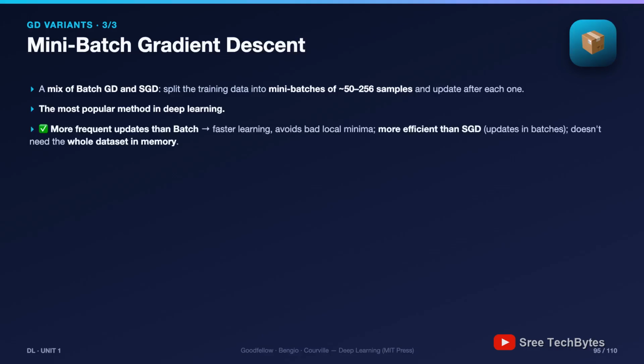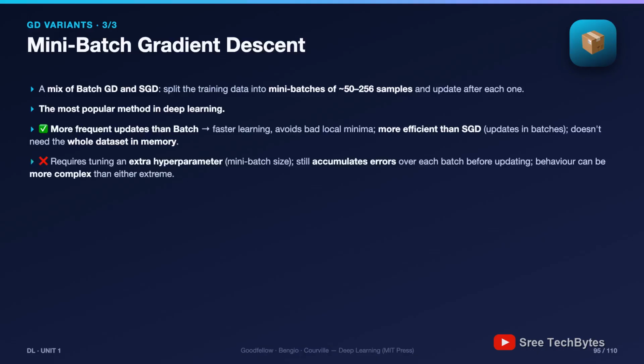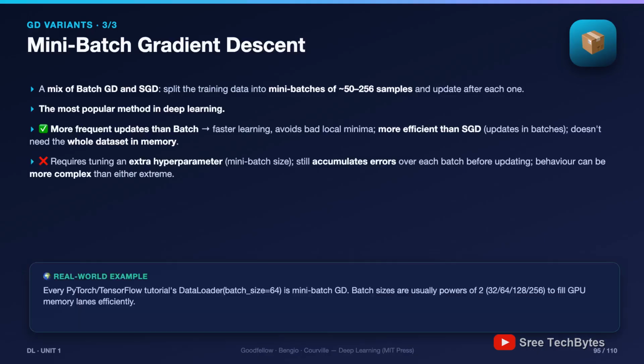And the hardware bonus we keep meeting: one mini batch equals one GPU-friendly matrix multiplication. The batch size is literally chosen to fill the GPU's appetite. That's why you'll see powers of two: 32, 64, 128. The costs are mild: one extra hyperparameter to choose, the batch size, and error still accumulates per batch before each update. Here's your decoder ring for every tutorial you'll ever read. When the code says DataLoader, batch_size equals 64, that is mini batch gradient descent. You now know exactly what that line means.